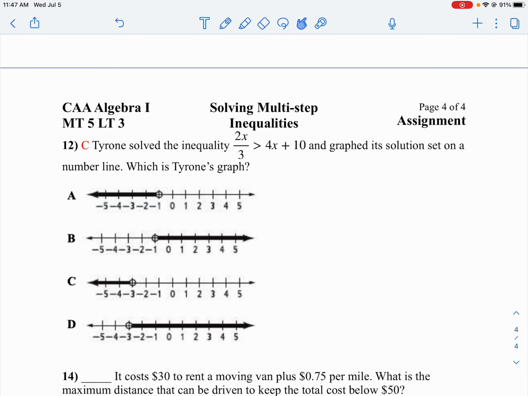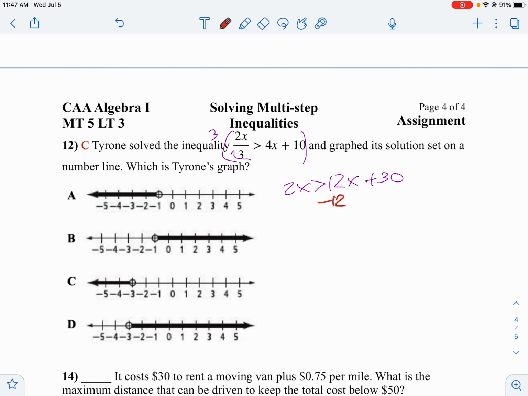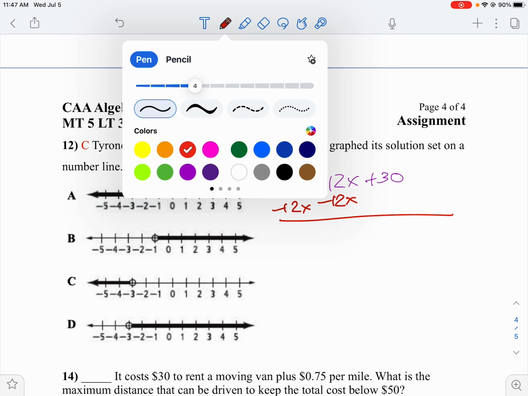Okay, letter 12. Which one of these is the solution to Tyrone's problem here? Now, since you got a fraction, the first thing I'll do is I'll clear my fraction. I'll multiply everything by 3. My 3's in the first one are going to reduce out, so I get 2x is greater than 4 times 3 is 12x. And then 10 times 3 is 30. Now to solve this, I think what I'll do is I will subtract 12x from both sides. So I'll go minus 12x from both sides.